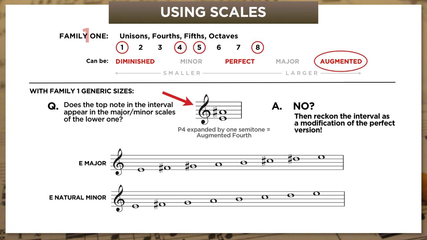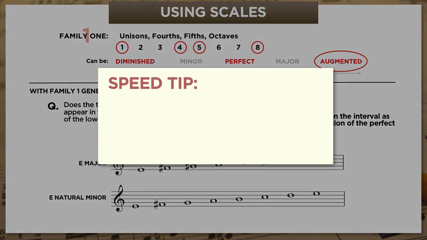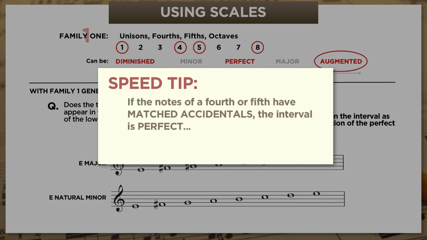And you'd be right. Now, since we're talking about family 1 intervals, I have to give you this one speed tip. Anytime you're looking at a fourth or a fifth, if the accidentals are matched, you're dealing with a perfect interval. That's to say, if you're looking at a fourth or a fifth and both notes are sharp, both notes are flat, both notes are natural, the interval is perfect, except if the 2 notes are B and F. Those are the only exception. B and F require mixed accidentals to be perfect. Any other combination of notes making a fourth or a fifth, matched accidentals means it's perfect. That'll save you a lot of time.